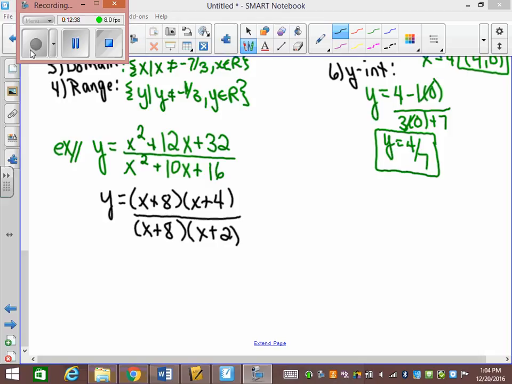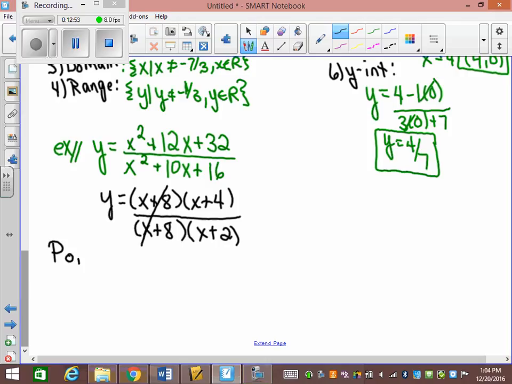So if two factors cancel, what are we left with? A point of discontinuity. So these cancel. My point of discontinuity is still going to be at x equals negative 8, because you solve it just like you did before. It's going to be at negative 8 and something. How do I find that something? That would make this a standard of excellence question. How do I find that y value?